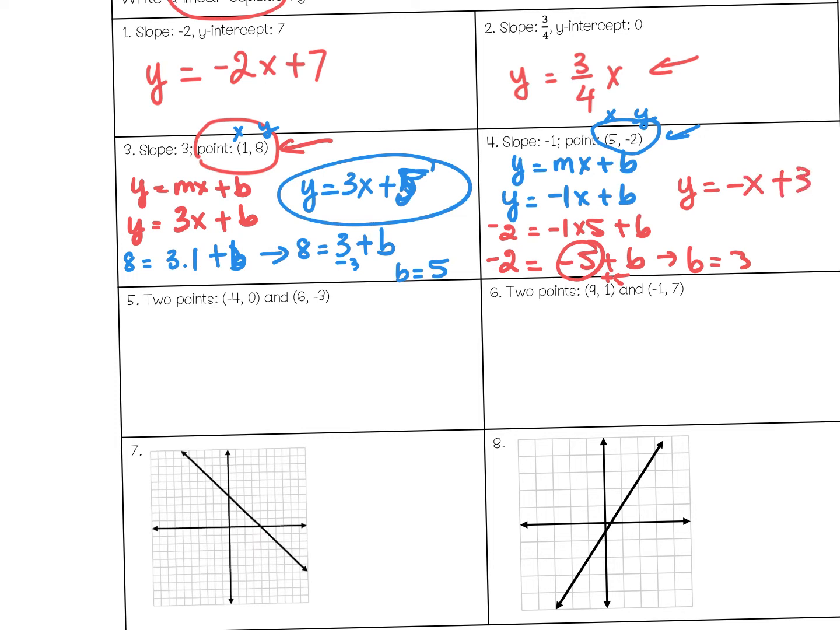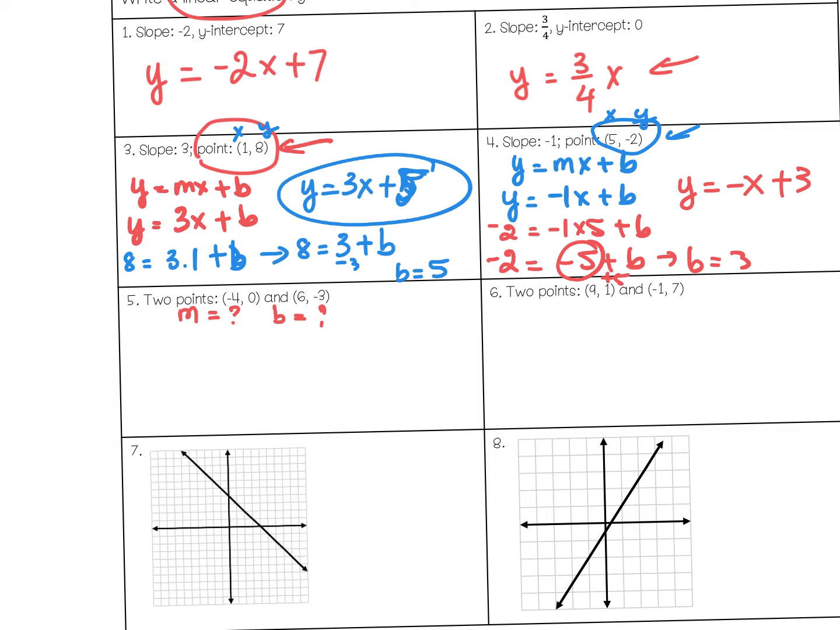Number 5, 2 points: -4, 0, and 6, -3. Alrighty, so there's lots of things that you need to find to write out the linear equation. How much is m? How much is b? Right? So let's find out one thing at a time. Remember, you have a calculator, so you can use it for this problem fast.